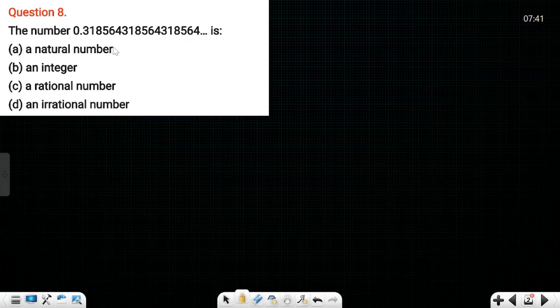This is not a natural number. Pakka, we can say this. It is not an integer. Pakka, because it is a decimal number which is repeating decimal. No, not repeating, like non-ending. So it cannot be an integer. It cannot be a natural number. So it is a rational number.